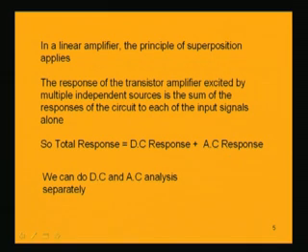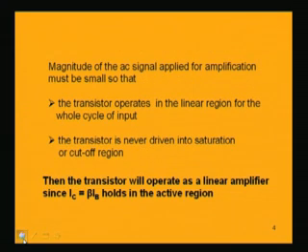So, that is the advantage of the transistor operating in the active region or linear region. That is what we are going to do. This condition prevails because the signal being applied is small and we have the linear relationship given by IC equal to beta times IB.